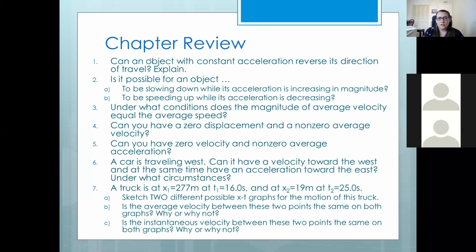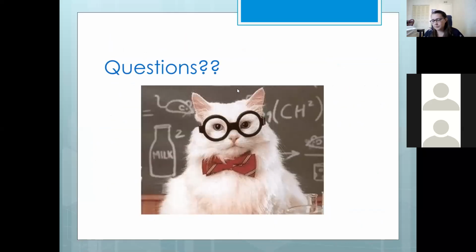But on a scale of 1 to 5, how do you feel about these topics of position, displacement, velocity, acceleration? Okay, looks like we're feeling pretty good. Wow, Vincent, very specific, 4.93. I like it. Okay, so that's great news. Do you guys have any questions before we move on into chapter 3? All good? Okay.